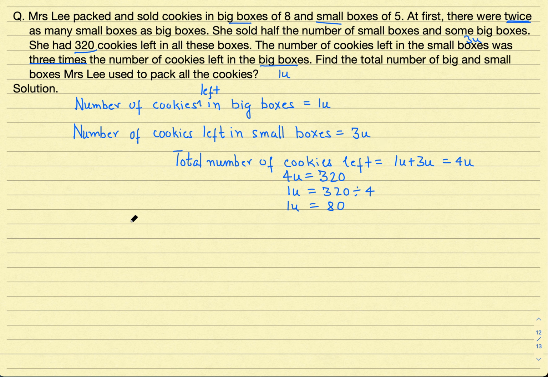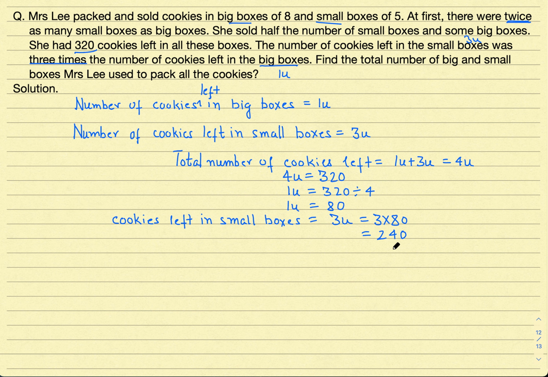So, the number of cookies left in small boxes will be how many? Try to calculate it yourself. So, it will be 3 units, obviously, which will be equal to 3 times 80, which will give me 240 cookies, right? That means the number of cookies left in the small boxes were 240.